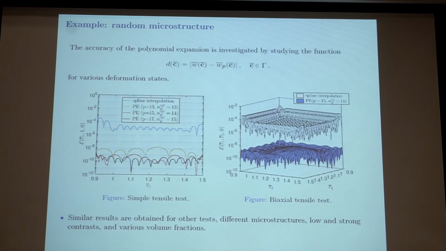So for instance, in these figures, you can see absolute errors between the true effective Story function and its polynomial approximation for a simple tensile test in the left panel and for a biaxial tensile test in the right one. And we also compared our approximation to another one available in the literature, which relies on cubic spline interpolation. And we observed that even for only 13 integration points in each direction, we are able to obtain a quite accurate approximation with this polynomial expansion. But the main issue about this approximation is that it cannot easily be extrapolated because it overfits the set of macroscopic loadings that we gave ourselves.